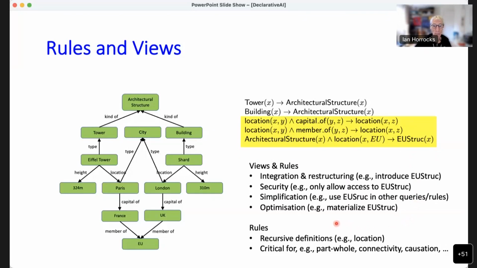Actually, rules are more powerful in general than the sorts of queries that are supported by most relational databases, because I'm allowed to have recursive definitions. And for example, these location rules here, we can see that these are recursive. And this is actually critical in many applications where we need to deal with things like partonymies, connectivity, causation, and so on, which often involve chains of unknown length of edges in the graph. And to deal with that, we really need recursive rules.